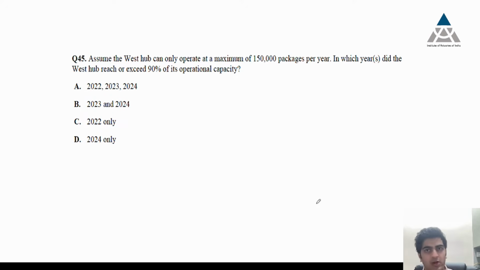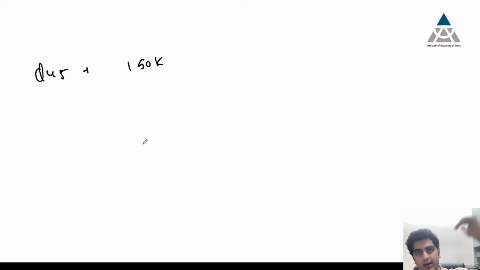Last sum based on this original data set is: assume the West Hub can only operate at a maximum of 150,000 packages per year. In which year did the West Hub reach or exceed 90% of its operational capacity? Okay. So they are saying that the West Hub has a maximum capacity of 150,000. That is the number of packages they can deliver at maximum capacity. No breaks, nothing. This is what they can reach.